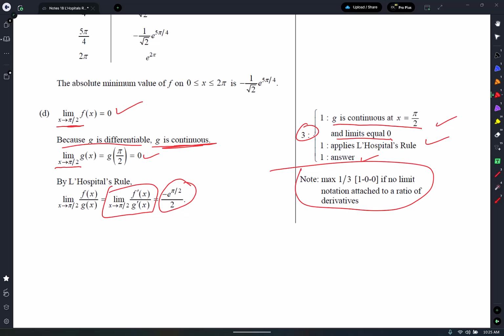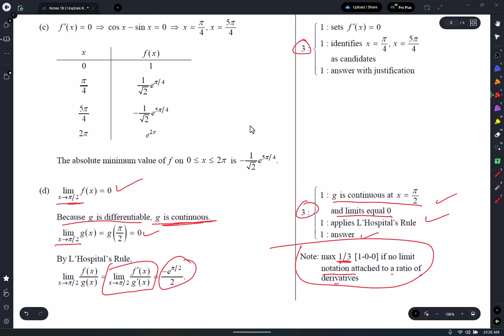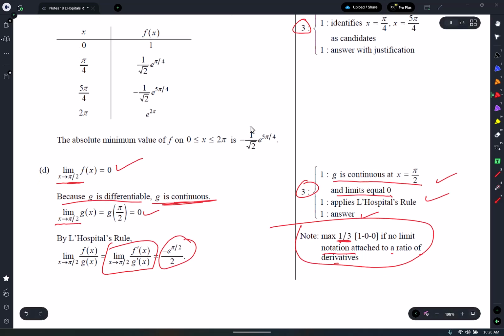If no limit notation is attached to a ratio of derivatives, you get max 1 out of 3. Later on, you'll have better rubrics, which give a lot more information than this. This is just a breakdown of how the points were done. You know what I mean? How do we feel?